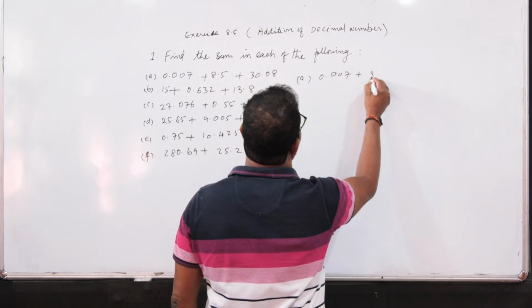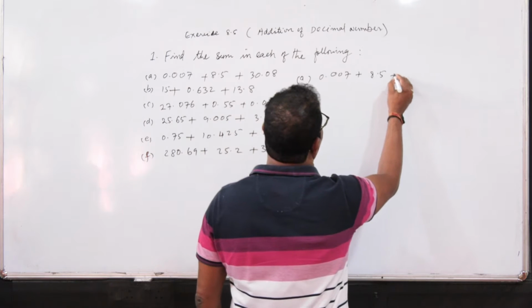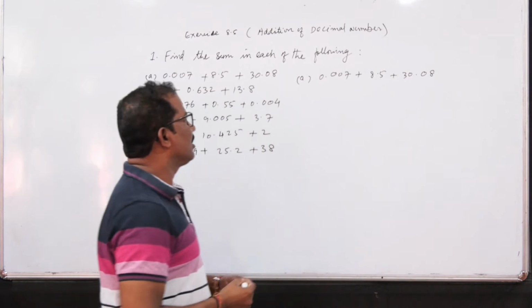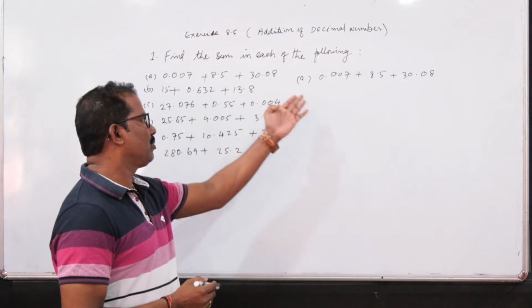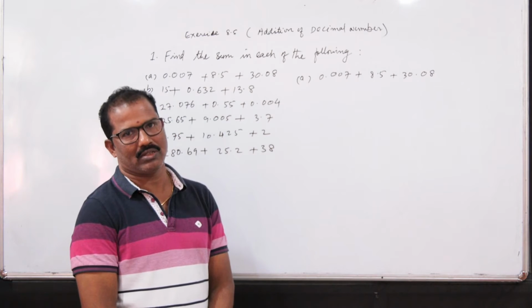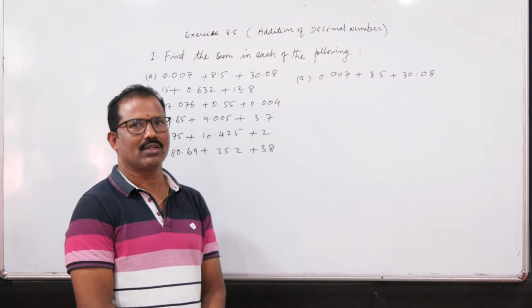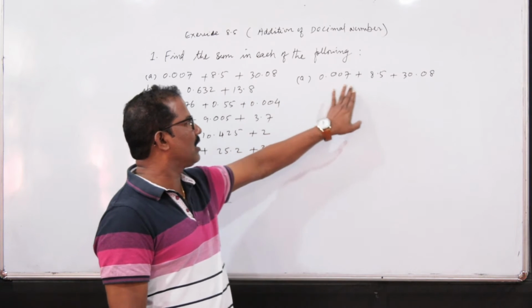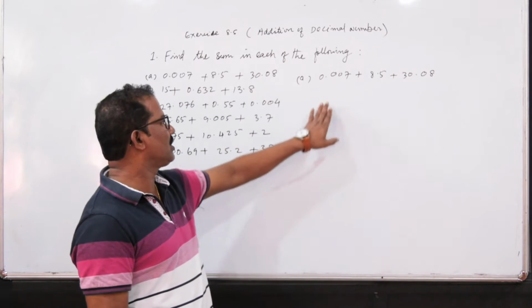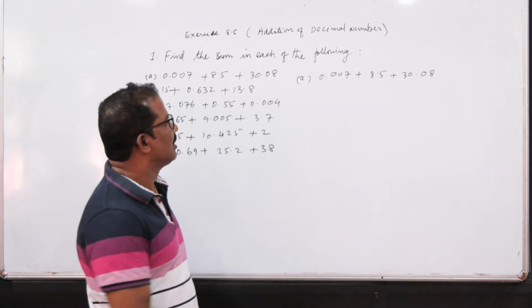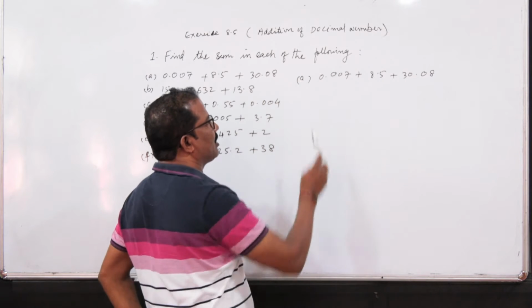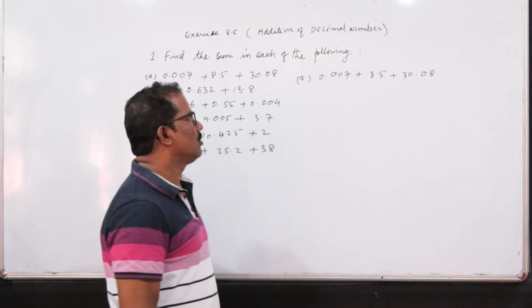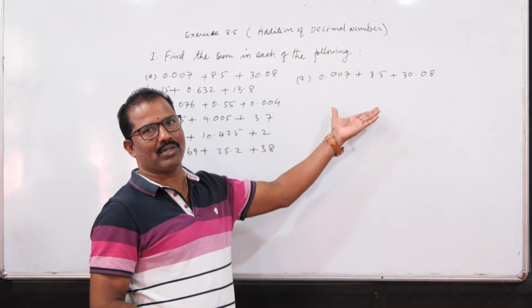0.007 plus 8.5 plus 30.08. So the given decimal numbers are unlike decimals. So we have to convert them into like decimals. That means the number of decimal places in all the given numbers should be the same. See here, the maximum decimal places are 3. Here only one place is there and here two places are there. So we have to make the given decimal numbers like decimals.